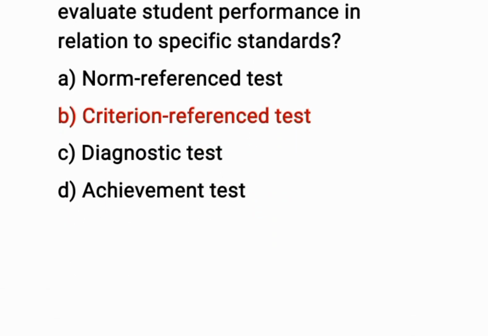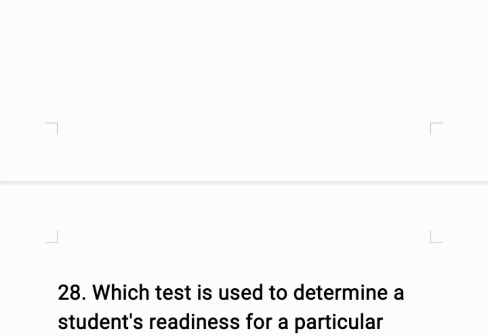Okay, question number 27. What type of test is used to evaluate student performance in relation to specific standards? The correct option is B, criterion reference test.